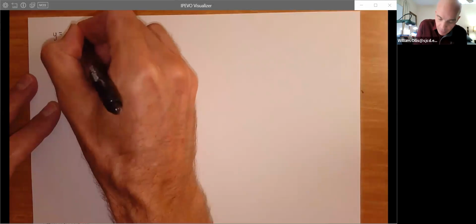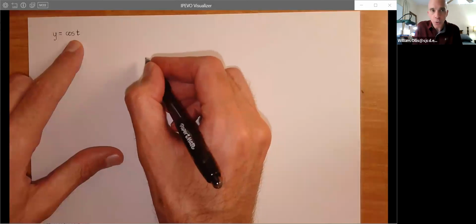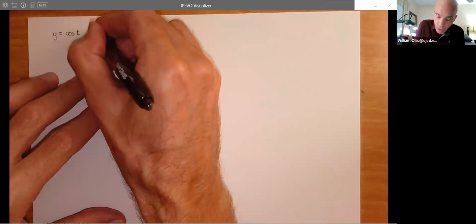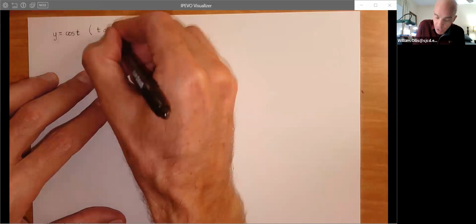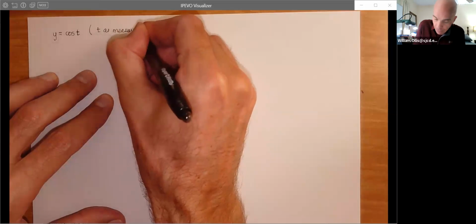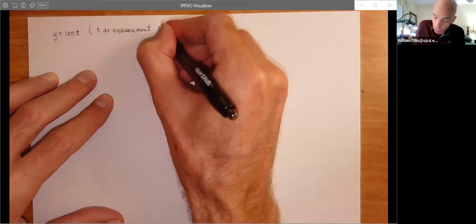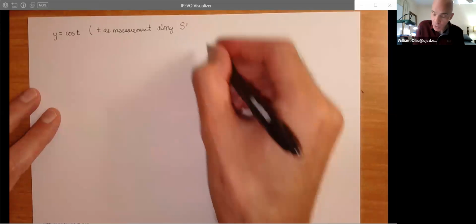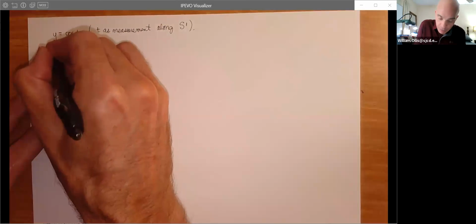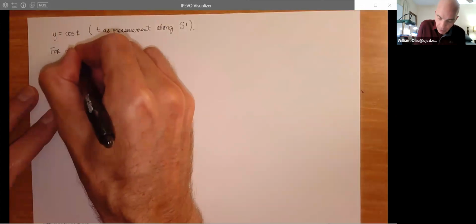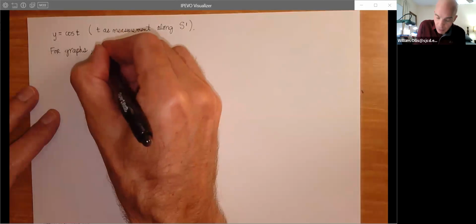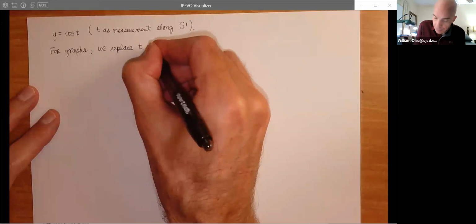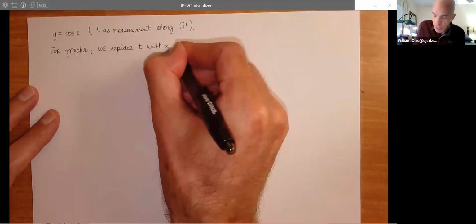Now, normally when we're dealing with the unit circle, we will use the variable t. So I'll just say, for instance, this is how we've used t as measurement along the unit circle, along S1. This is the convention that we've been using. So for graphs, you can still use the same letters, but for graphs, just for convenience, we replace t with x. So it doesn't change the definition.